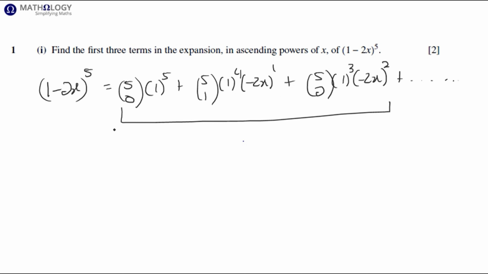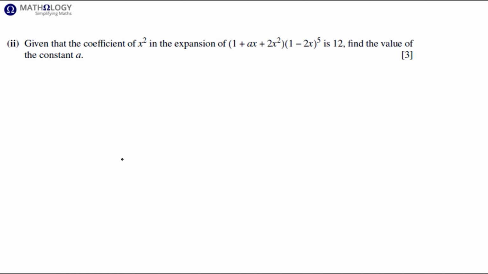So 5 choose 0 times 1 to the 5, the first term, will just be 1. Then we can have 5 choose 1, which will be 5 times minus 2x, so the second term will be minus 10x. And then 5 choose 2 is 5 times 4 over 2 times 1, times (minus 2x) all squared, which will be 4x squared, so that's going to be 20 divided by 2 is 10, which gives us 40x squared.